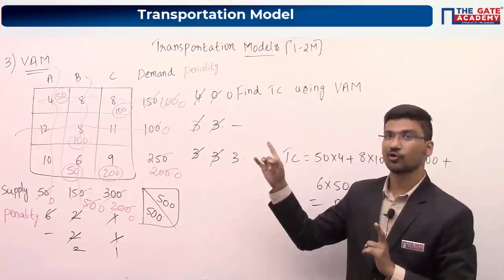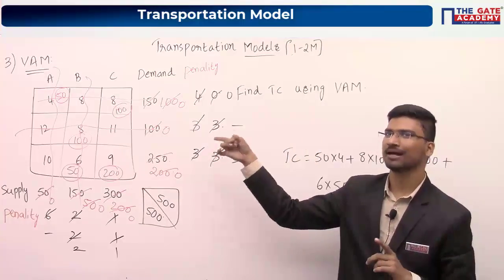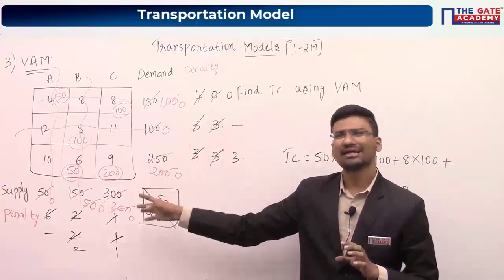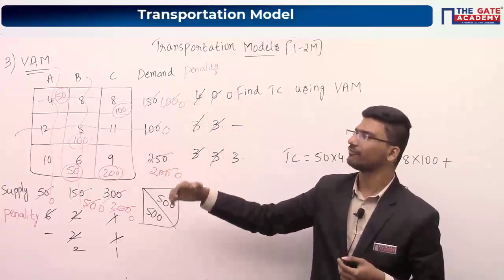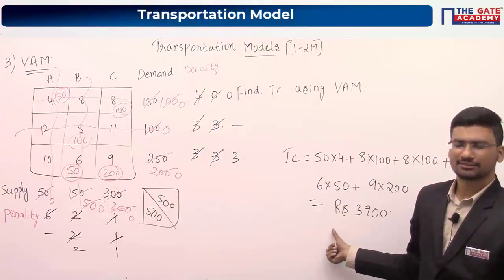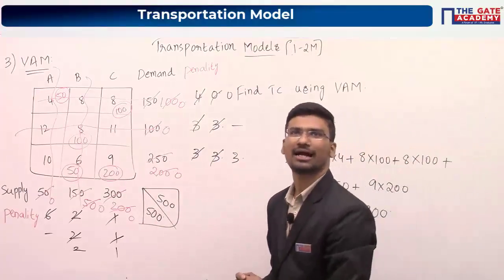Calculate penalties, go to the maximum penalty row or column and allocate in the minimum cost cell. After allocating, again recalculate penalties and follow the same procedure. So you got 3900, I guess. Please reply with any doubts regarding this.